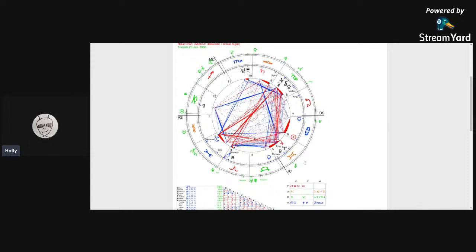You can see another one down here, Eris, the planet of breaking patterns. You see this really close to that Mars and the North Node, and it somewhat suggests that as king, he's going to be in this place of communication, breaking some patterns.